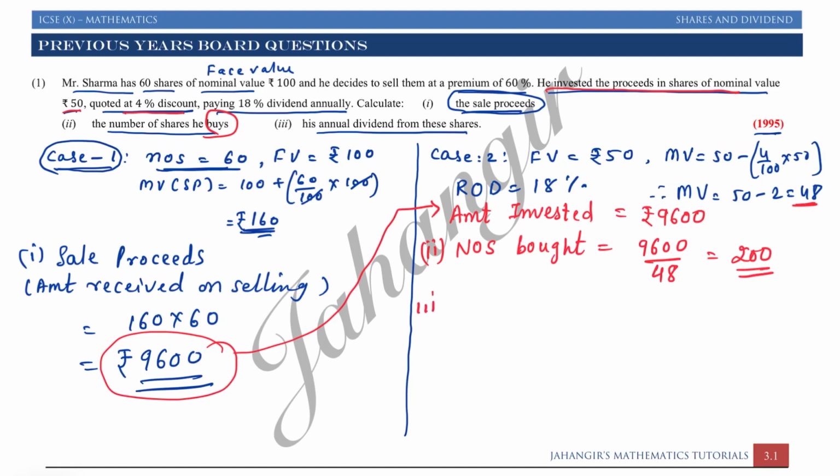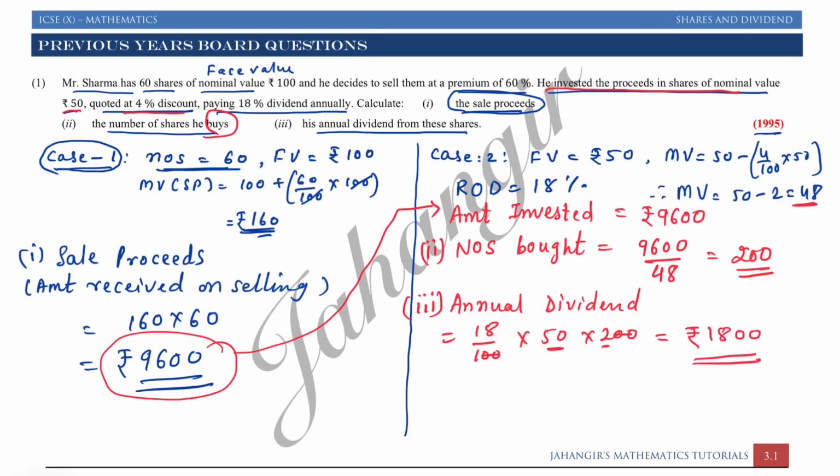Now the third part is the annual dividend from these shares. So we will find the annual dividend. Annual dividend is equal to ROD 18% upon 100, into face value 50 rupees, into number of shares 200. Cancelling these two, 2 into 50 is 100, 100 into 18 is 1800. So 1800 is the dividend on these 200 shares. In this way you can write answers in the sub-questions format.